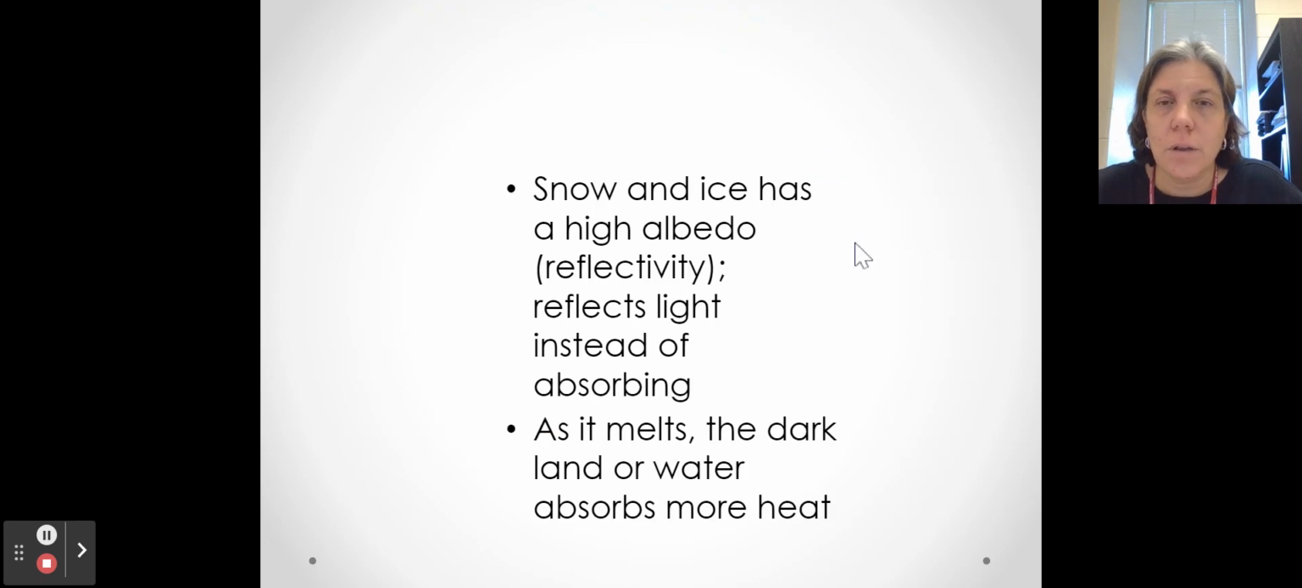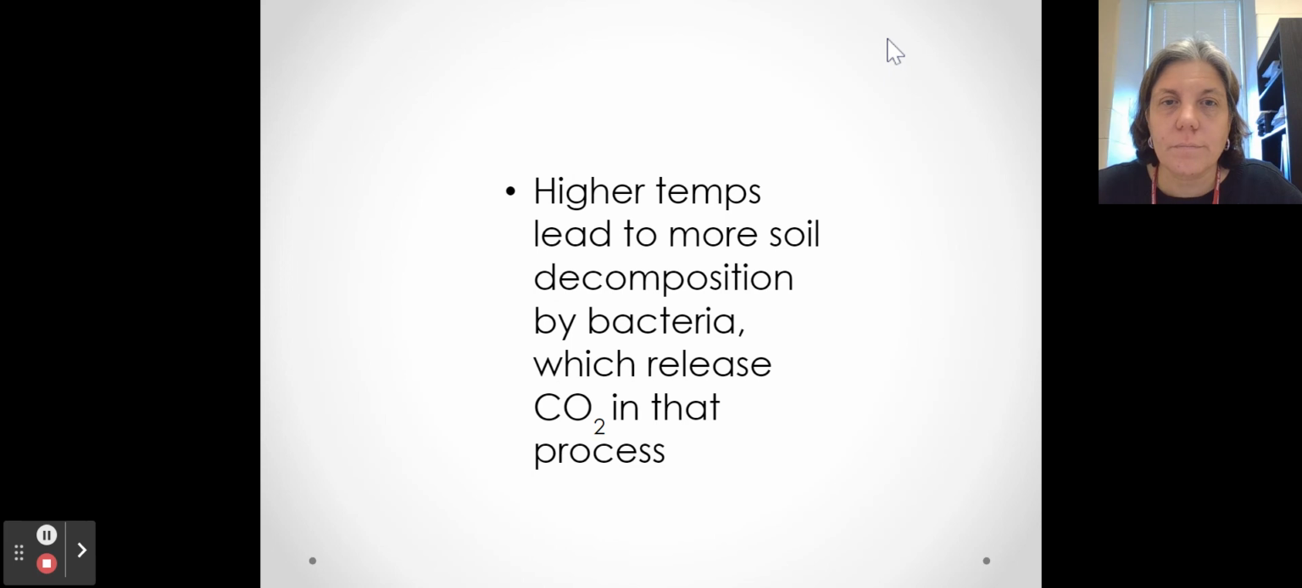This is the second one. Snow and ice has a high albedo. That means it reflects a lot of light, and it reflects it instead of absorbing it. As it melts, the dark land or water absorbs more heat, which melts more ice, which means it keeps going from there. So is that positive or negative? You can draw that one.